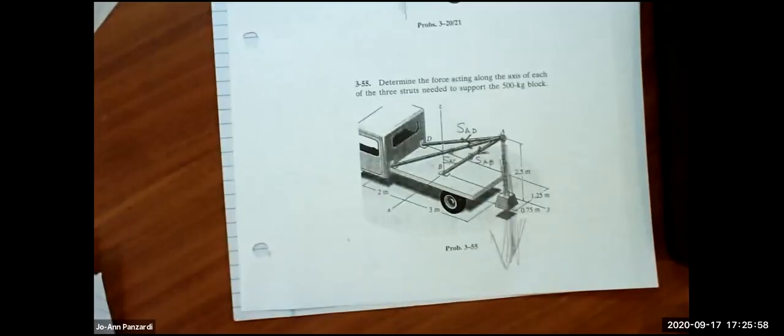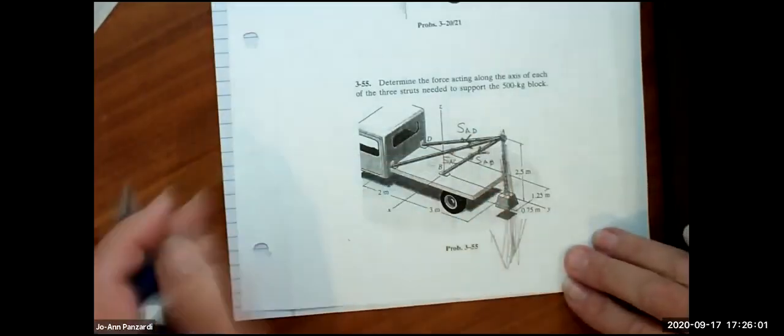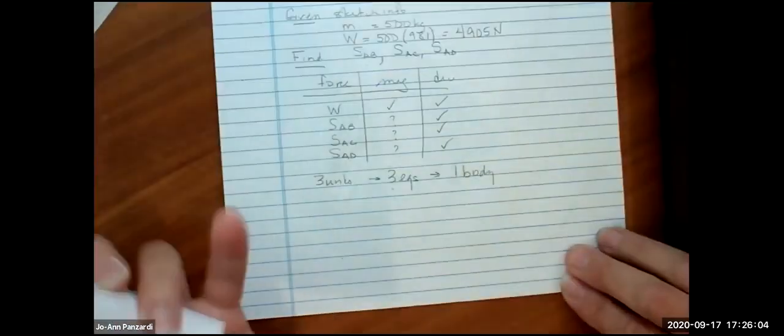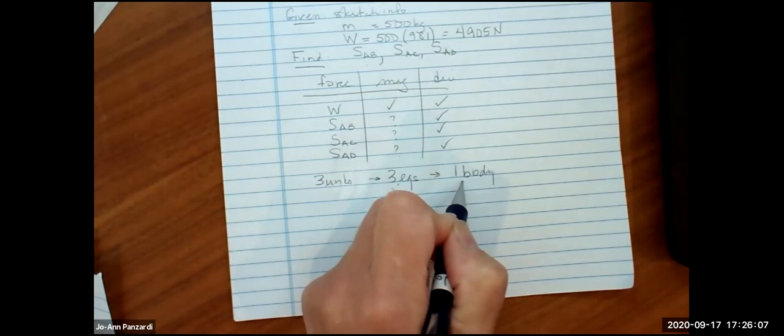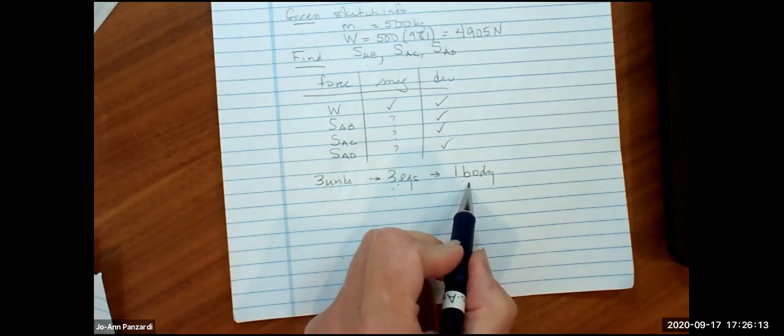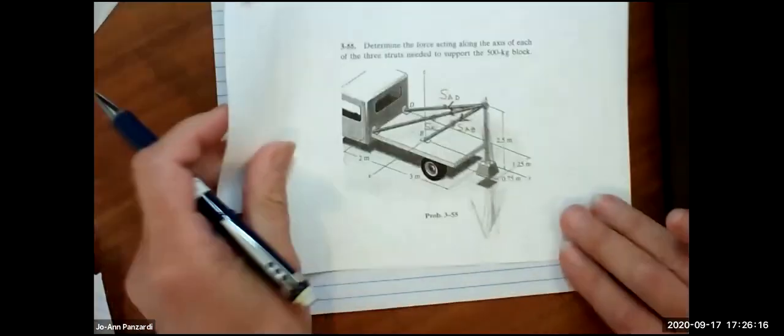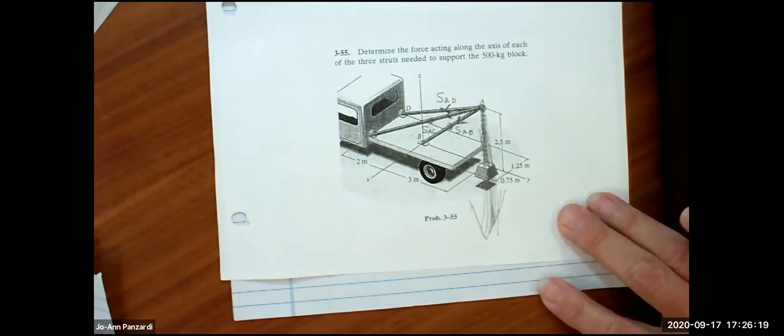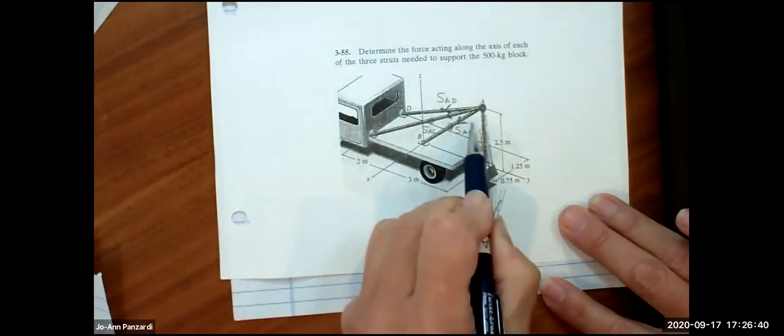Got it? So on my free body diagram, we have 3 unknowns, 3 equations, 1 body. Hyoji, we only need to draw a free body diagram of 1 body. What body do you want to draw a free body diagram of? Or what point? Gerardo, what point do we want to do a free body diagram of? Point A. And point A will have the weight going down, and it'll have these 3 struts.